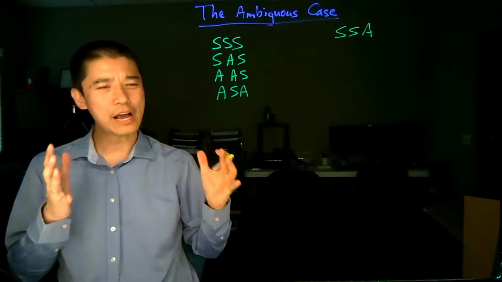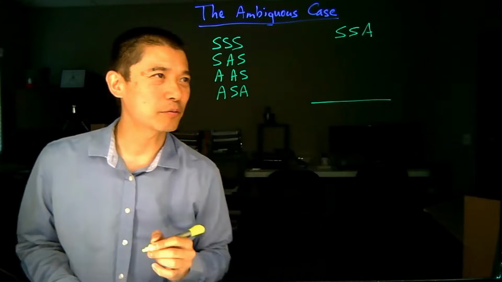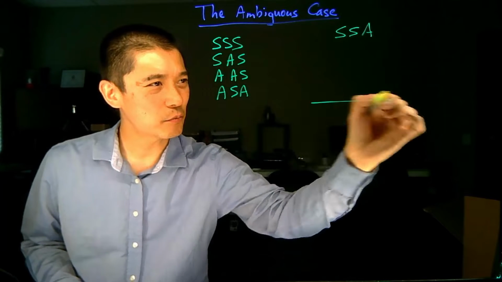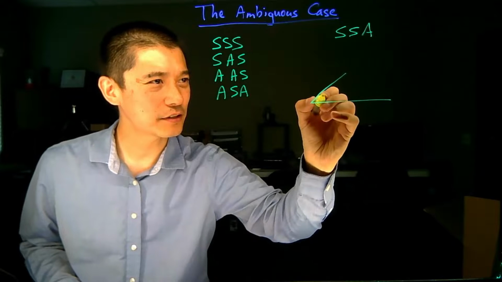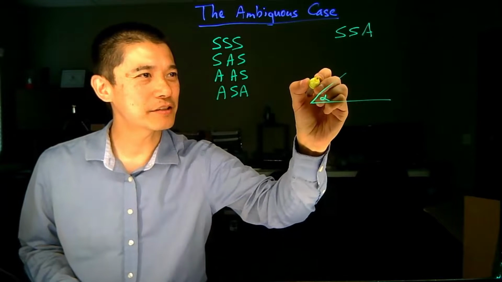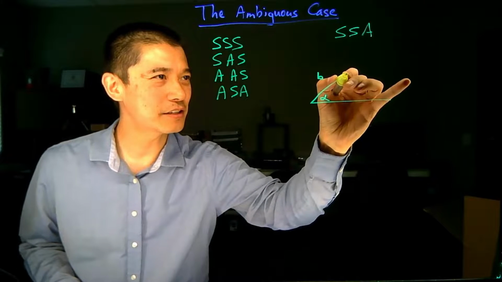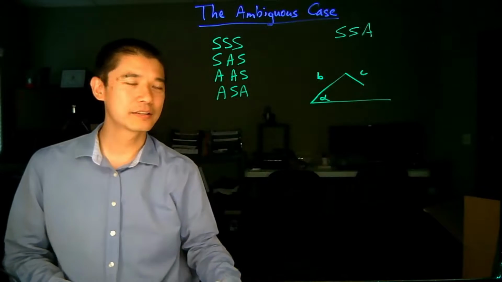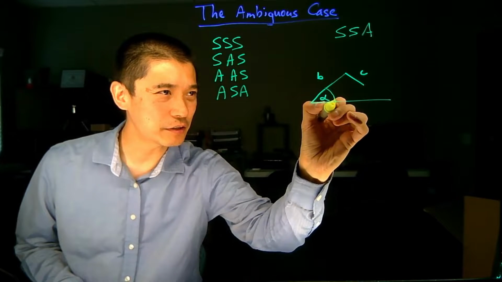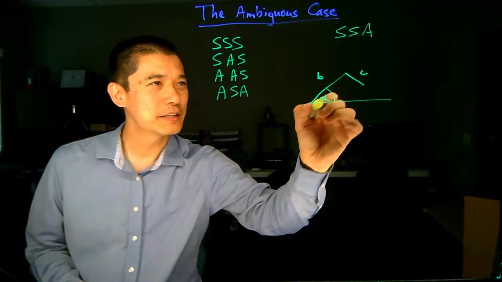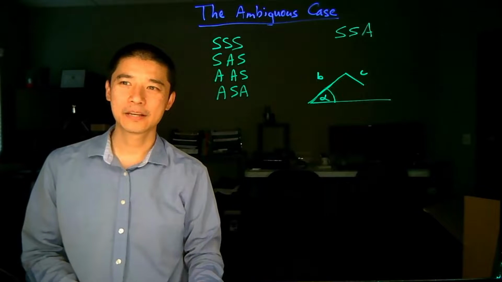Now, how can we understand what's going on here? Well, let's think for a moment. Here is one side, a side of unknown length, a. Here's our angle, alpha. And we have side 1, we'll call that little b, and then we have side 2, little c. The important thing about this picture is that this angle is the only fixed angle. This part has a fixed length, and this part has a fixed length.